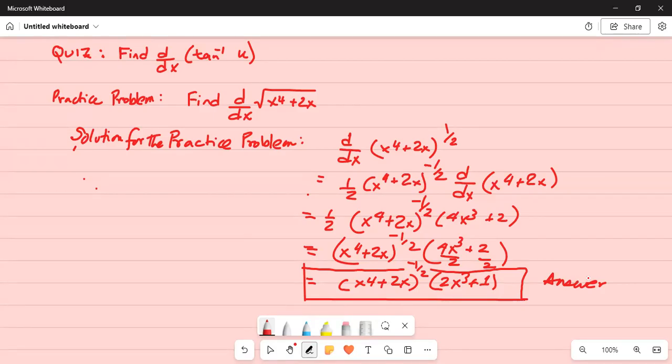So before I leave, let's solve the quiz problem. How will you do the quiz problem? Did you give it a thought? Let's do it this way, okay? Let's do the second problem. So let me create some space for myself.